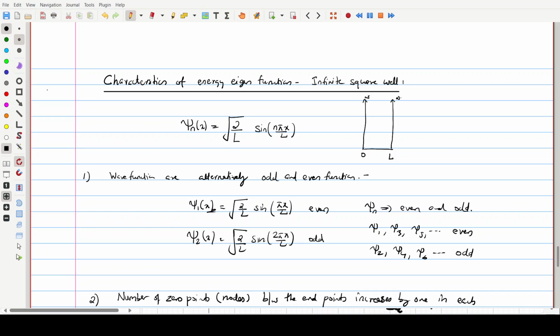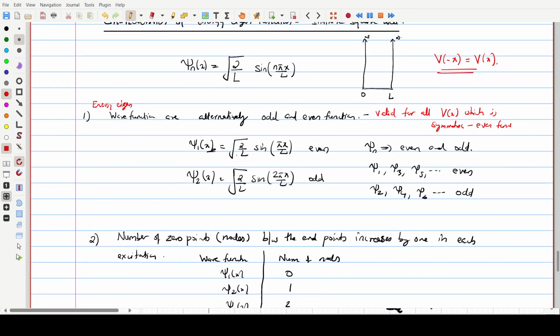So this property is valid for all V of x which is symmetric, or which is an even function. If V of minus x is V of x, then this condition is valid. The wave function, more correctly, the energy eigen wave functions, are alternately odd and even functions.